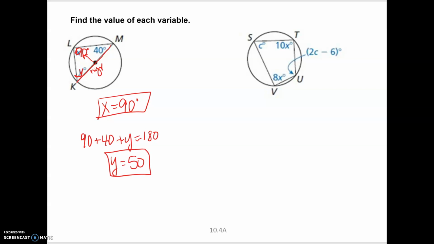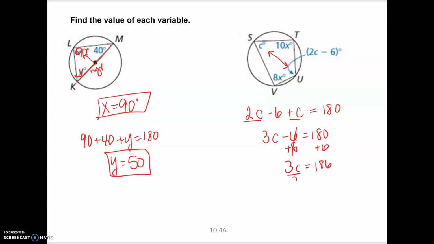Okay, and our last shape here, remember, in a quadrilateral that's inscribed in a circle, opposite angles are supplementary. So I'm going to have 2c minus 6 plus c equals 180. I'm going to combine my like terms, so I have 3c minus 6 equals 180. Add the 6 over. So 3c equals 186. And when I divide by 3, I get that c is 62.